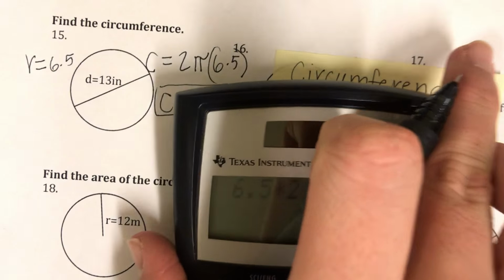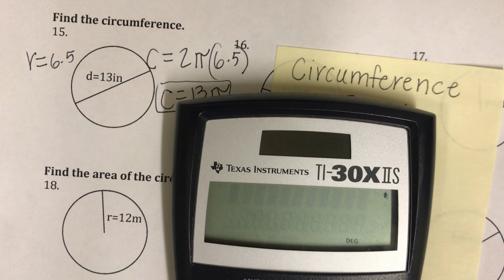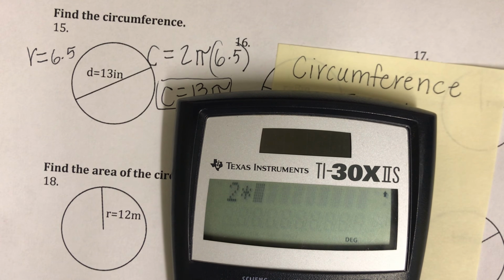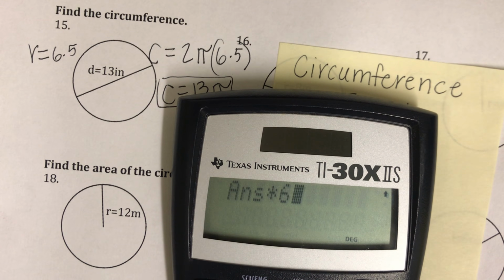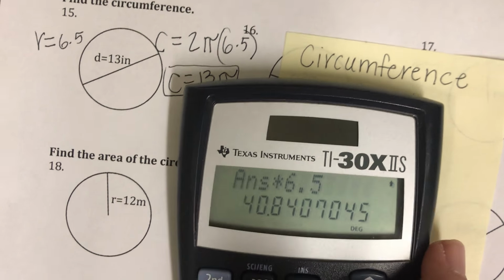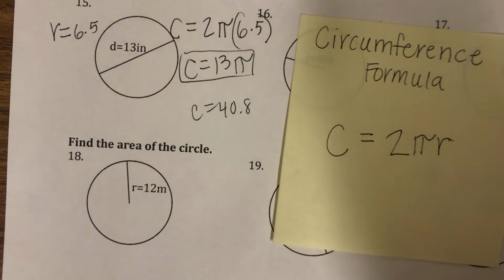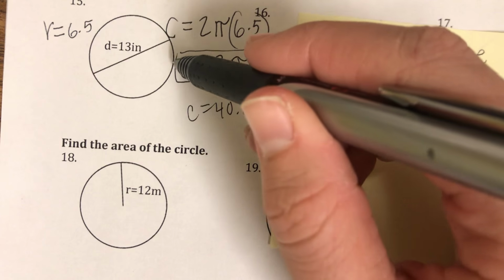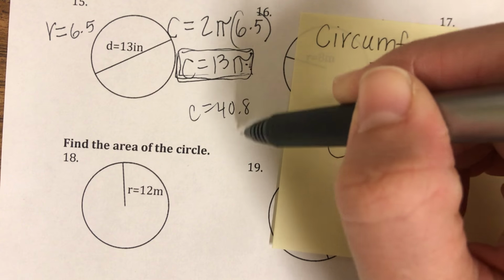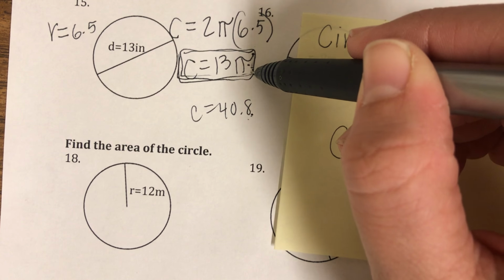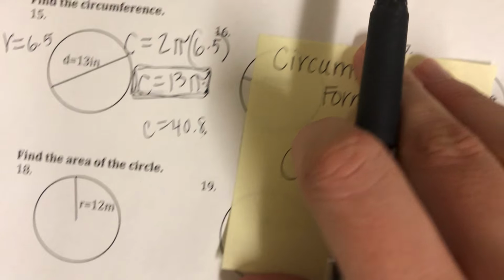Now to get my other answer, you can multiply by pi. So see how it says 2 times pi, so I do 2 times pi, press enter, and then I can do times the 6.5, and that's going to be about 40.8. But I probably wouldn't do that. Leave pi as pi, okay? Don't simplify it down. This is still a right answer, but this is more of what you'll see in the math world. We don't usually simplify pi.